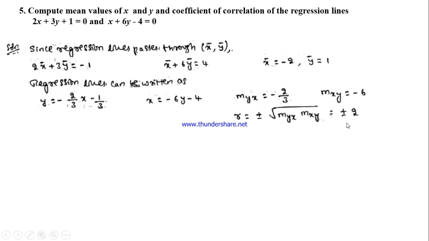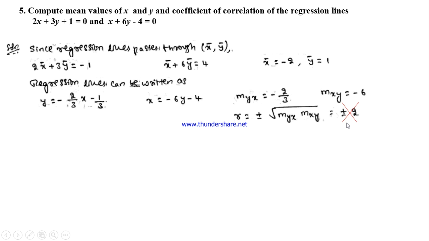No. What is the reason? The value of R should always lie between -1 and +1. So plus and -2 cannot be accepted for the correlation coefficient, which means that this is not the answer.